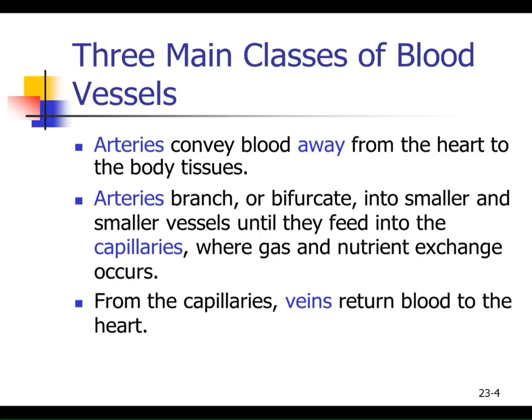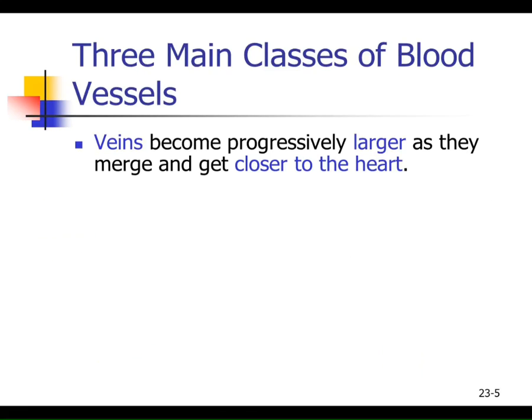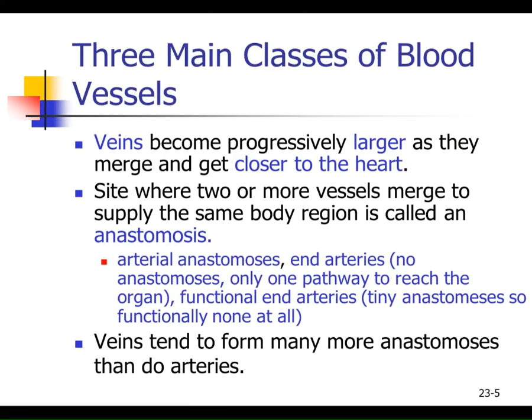And then from the capillaries, after that exchange has occurred, this blood is going to return through a series of veins, returning back to the heart. And whereas the arteries get smaller and smaller as they move away from the heart, the veins get bigger and bigger as they come back closer to the heart. And you know that to be true because you have everything coming back in through these two big veins, the inferior and superior vena cava.